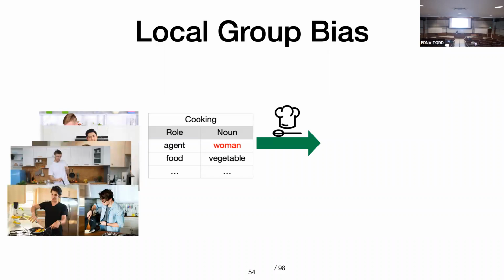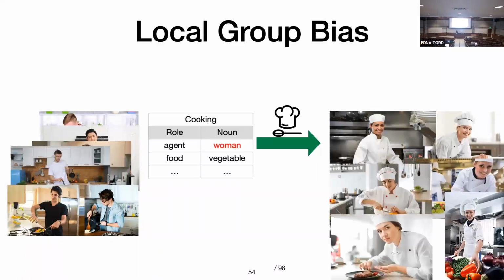But consider a specific case for this cooking activity: if we have a chef hat, how will the model make predictions? It turns out that when we provide this chef hat attribute, the model says all those images about women cooking are male. So it's also referring to another kind of bias, about the professional side of the cooking event.